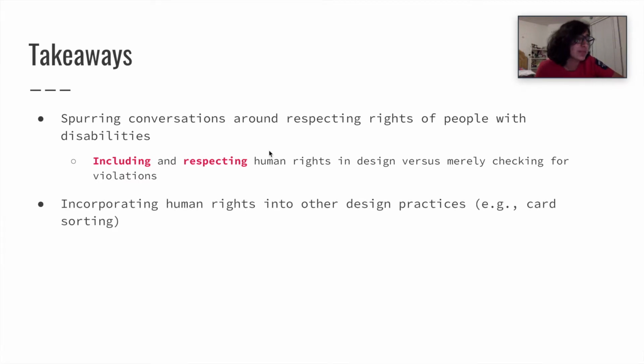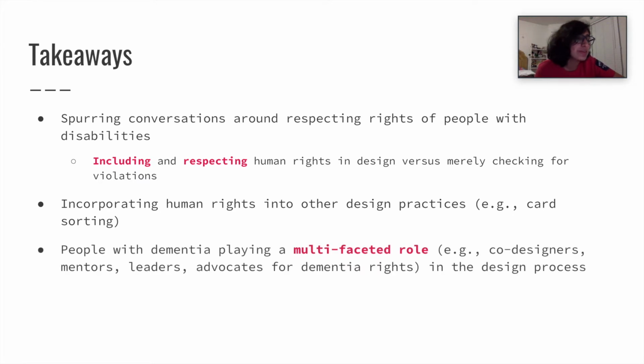Also, while in these workshops we refined the human rights heuristics, we also see opportunities to further investigate how human rights can be incorporated into other technology design practices such as card sorting. Finally, in this study, we were able to see the significant role that people with dementia can play in the design process, going beyond being co-designers, but also serving as teachers, leaders, mentors, and advocates for dementia rights.